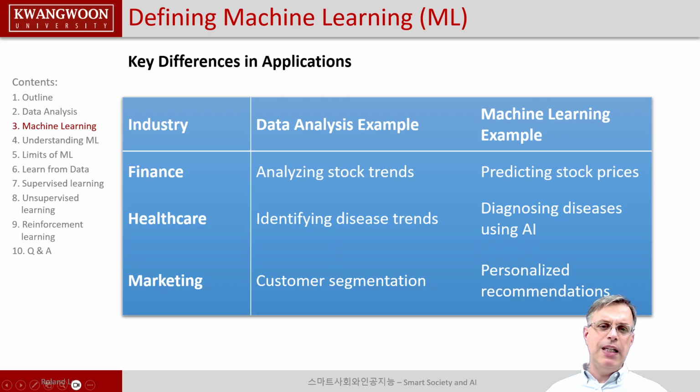Now, choose data analysis if you are interested in understanding trends, making data-driven business decisions and reporting insights, and choose machine learning if you want to build predictive models, automate decision-making, and develop AI-related applications. Many professionals use both skills in real-world applications, as data analysis is often the first step before applying machine learning models.